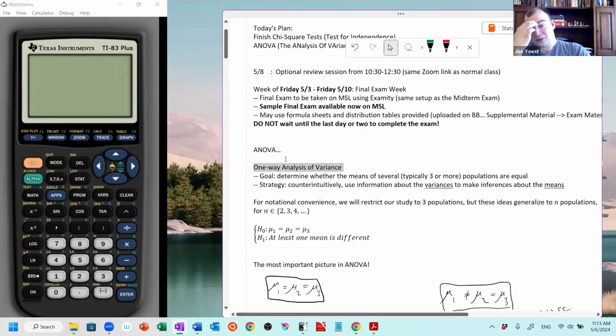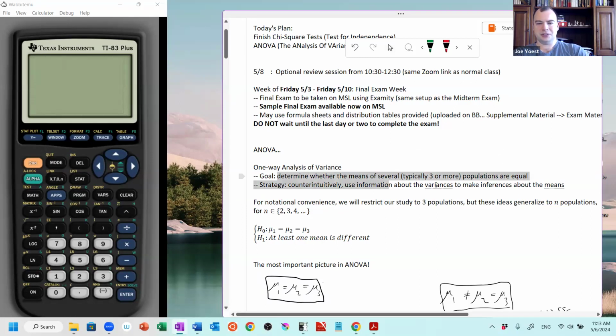So we're looking at one-way analysis of variance. And the goal, seemingly kind of strangely, is to determine whether the means of several populations are equal. So that's the kind of interesting thing here. We're looking at variances to try to say something about the mean. It seems counterintuitive, but we'll see how that works.